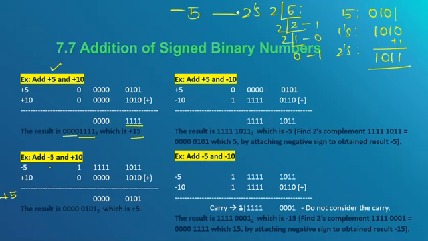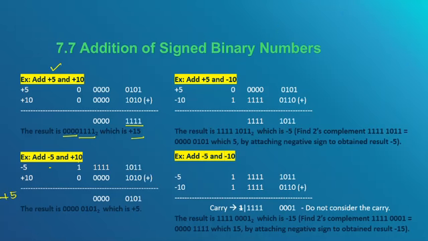So it has to be represented as 8 bits. What I will do here is, since it is an 8-bit combination, I am going to write it. So 5 will be represented as 0 0 0 0 0 1 0 1. The ones complement is 1 1 1 1 1 0 1 0.